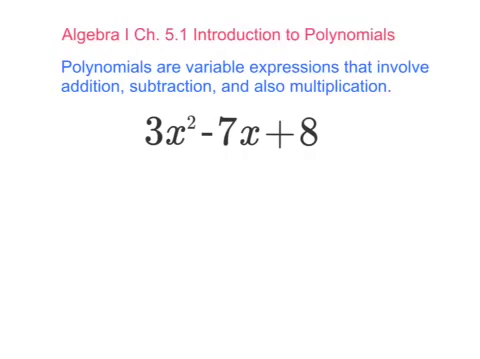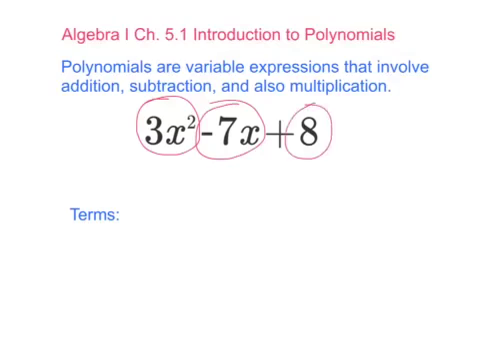Okay, first of all, they are variable expressions that involve subtraction, addition, or multiplication, but never division. Here's an example of one, 3x squared minus 7x plus 8. Notice it doesn't have an equal sign because it's a variable expression, right? This polynomial has three terms, as you can see clearly here: 3x squared, negative 7x, and 8.